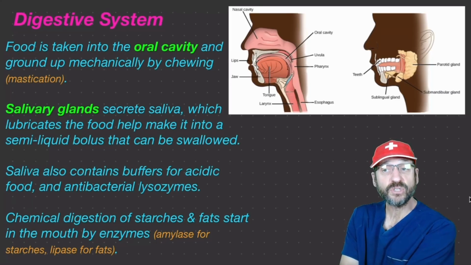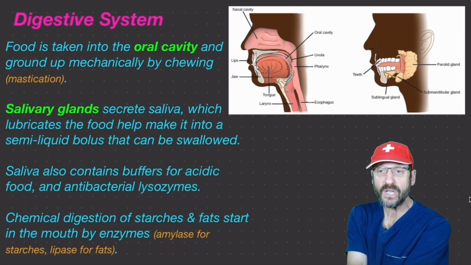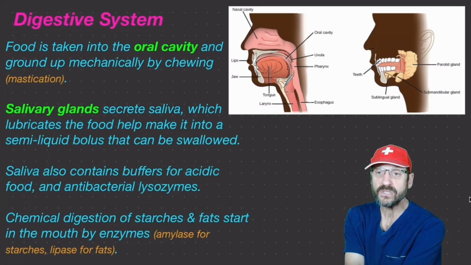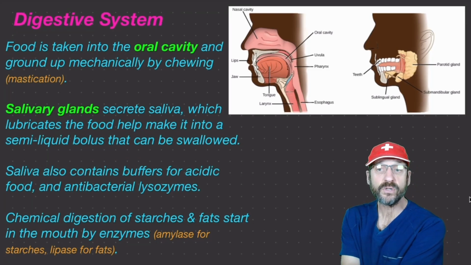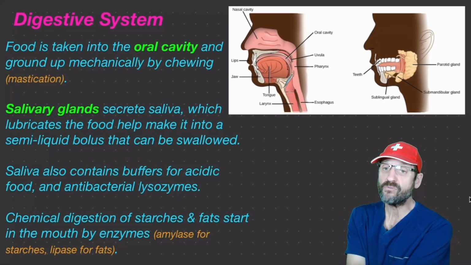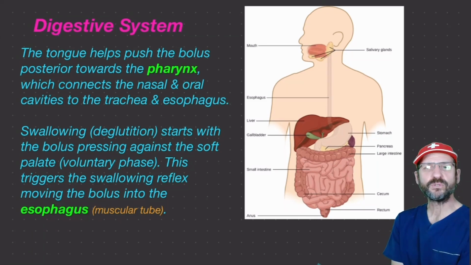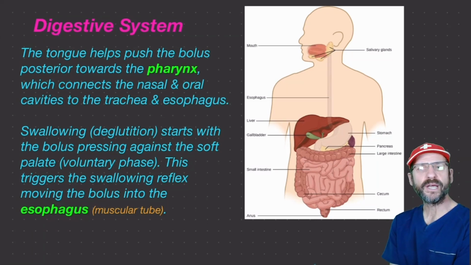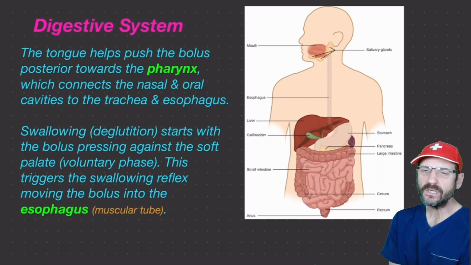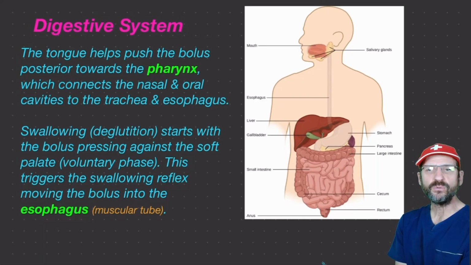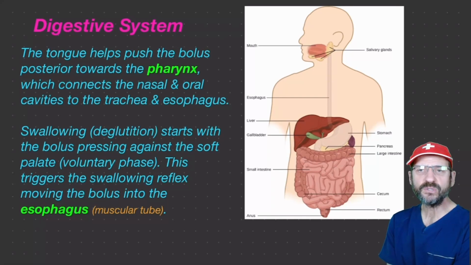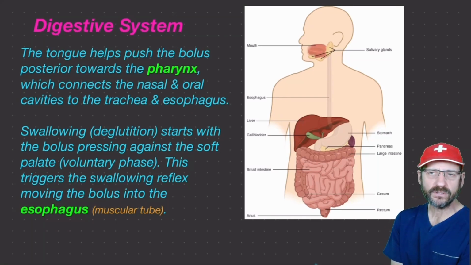Chemical digestion of starches and fats also starts in the mouth by enzymes secreted by the salivary glands, and those are amylase for the starches and lipase for the fats. The tongue helps push the bolus posteriorly towards the pharynx, which connects the nasal and oral cavities to the trachea and the esophagus. Swallowing, which we call deglutition, starts with the bolus pressing against the soft palate, and that's a voluntary phase.